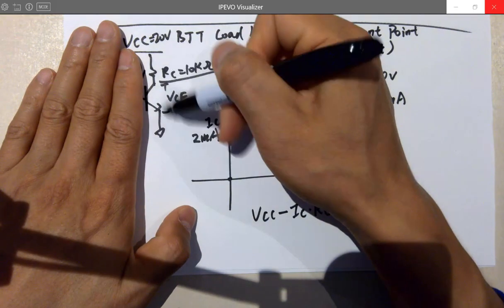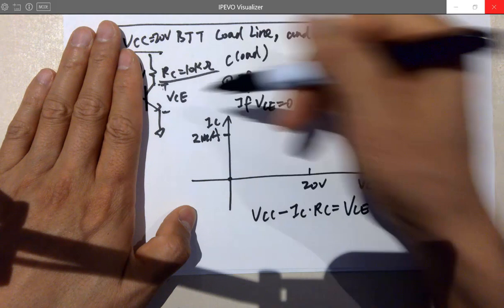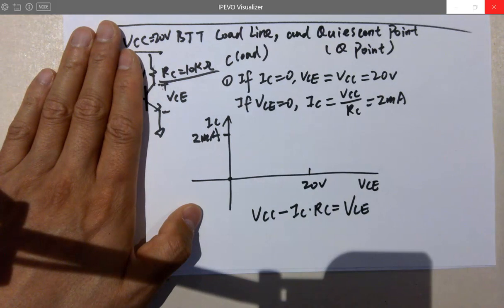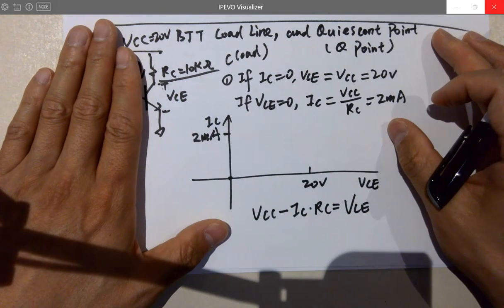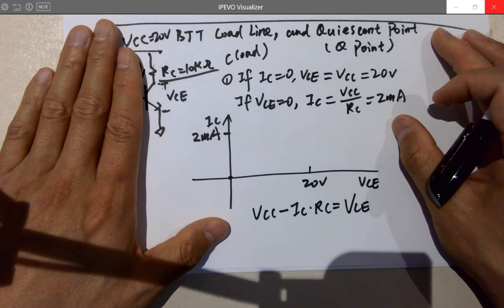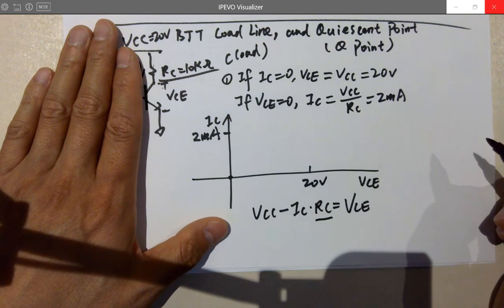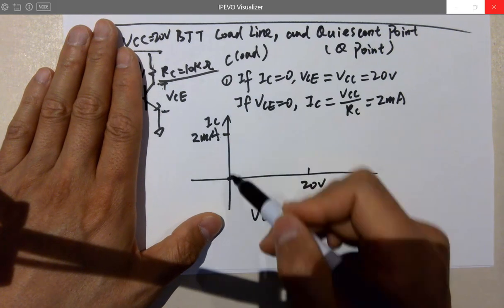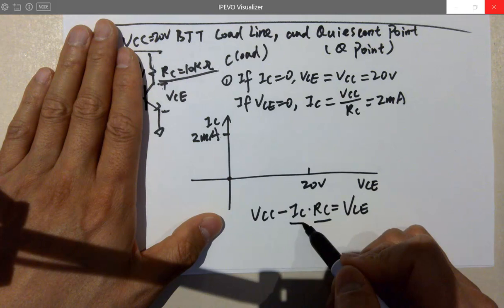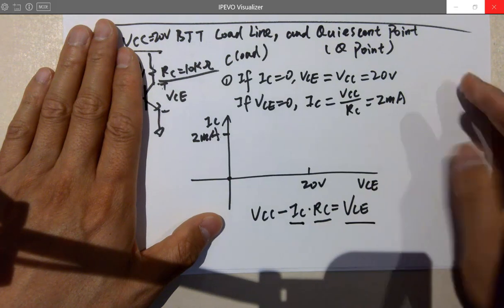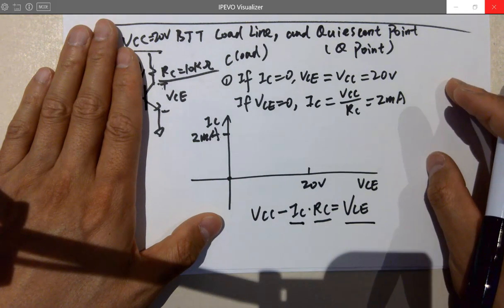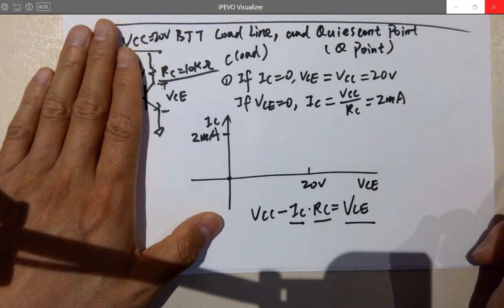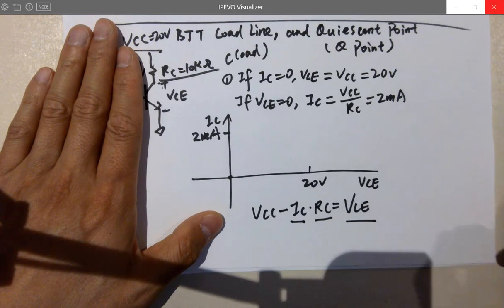For this circuit, VCC minus VCE minus IC RC is VCE, right? So what are the variables? That's a load, it's a constant, right? It's not changing right now. So in this coordinate, IC and VCE are changing. And is it linear? Yes, there's no square, there's no other functions.